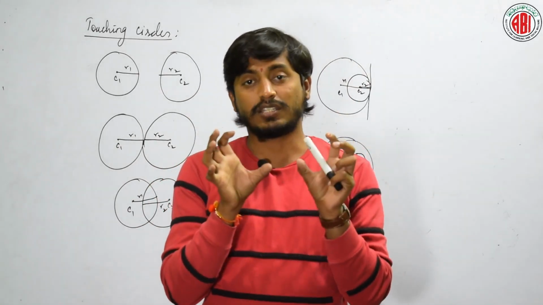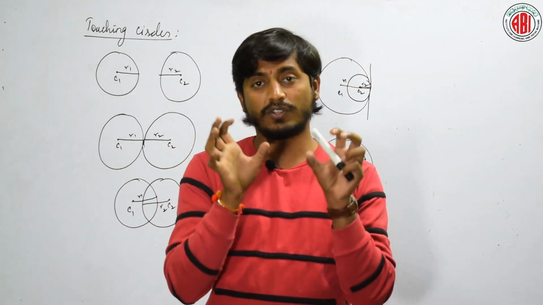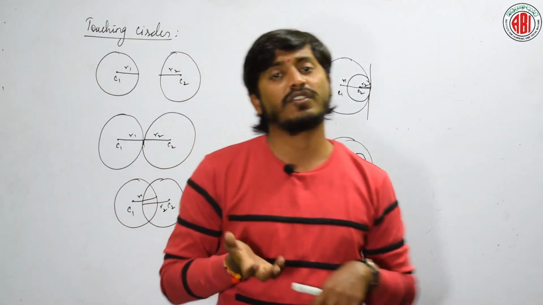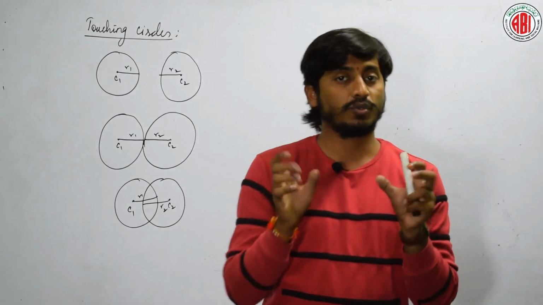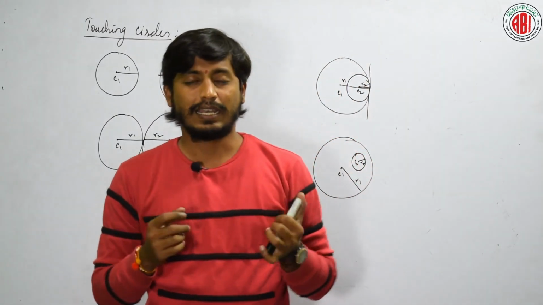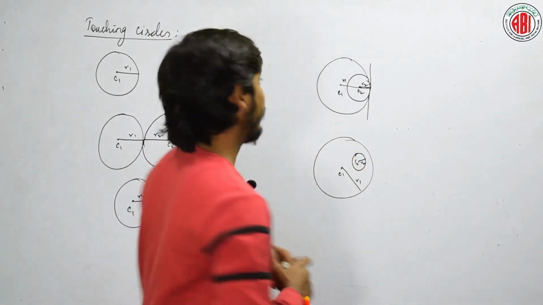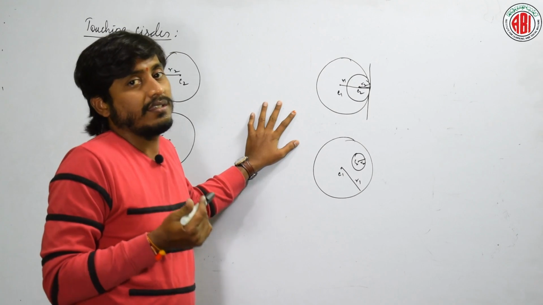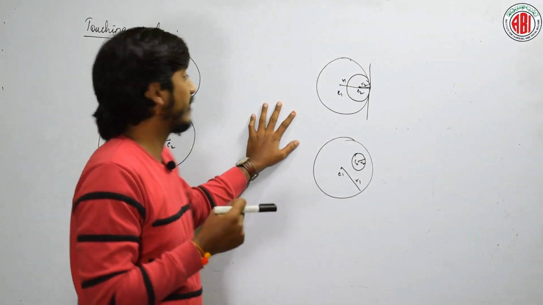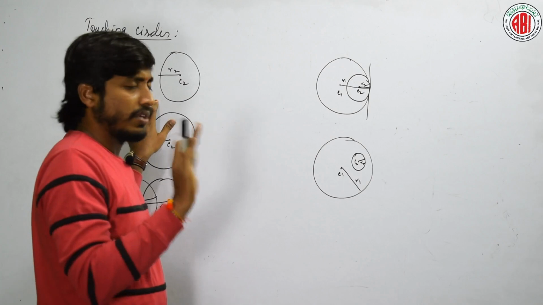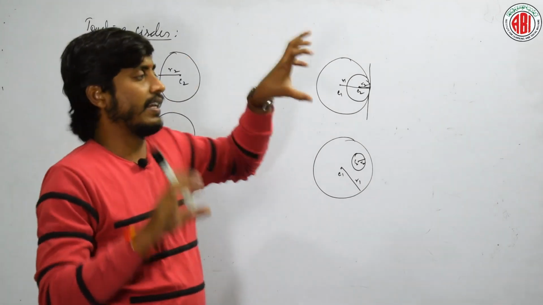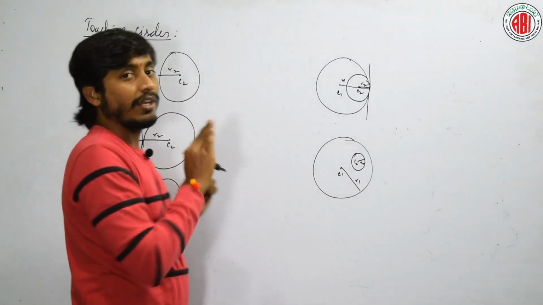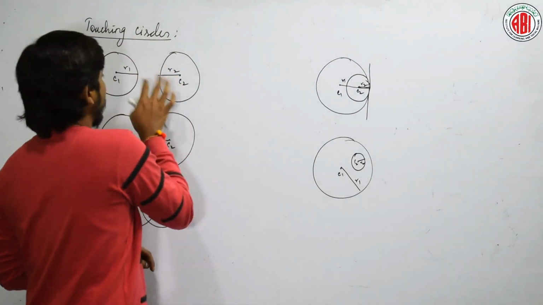What is the relationship between the tangents of the two circles? Do we have any common tangents, or how many kinds of tangents do we have if I have two circles? Shall we discuss? See here. There are different variations when we consider two circles. The first condition is two circles do not touch at all. One circle is here, one more circle is here. They are not at all touching each other. Then what is the condition?